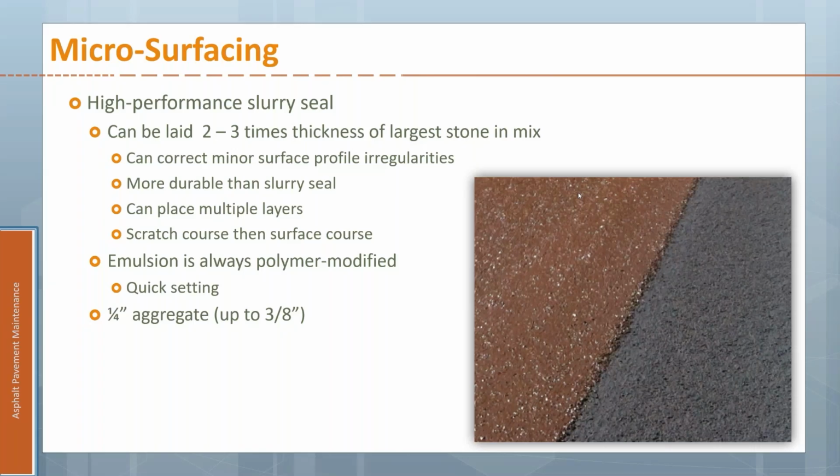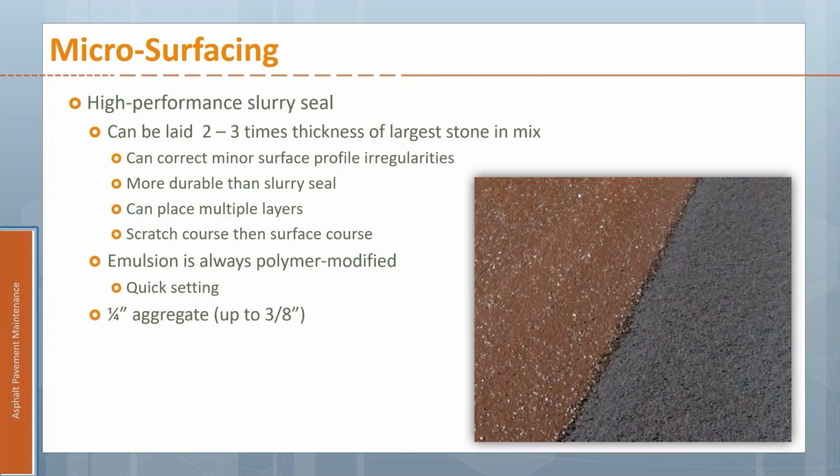All right, microsurfacing is essentially the same thing as a slurry seal. It's just a high performance version of that. So when you look at the pictures, the process looks very similar to what we saw for the slurry seal. The differences are that you can lay this 2 to 3 times the thickness of the largest stone in the mix. So if you had 1/8 inch aggregates, you could place this 3/8 of an inch. If 3/8 of an inch is the largest stone, you can get 3/4 of an inch or so.